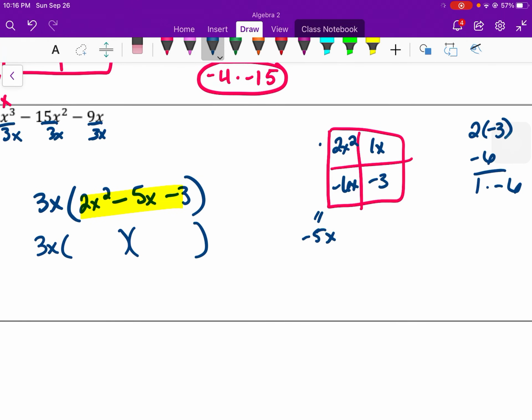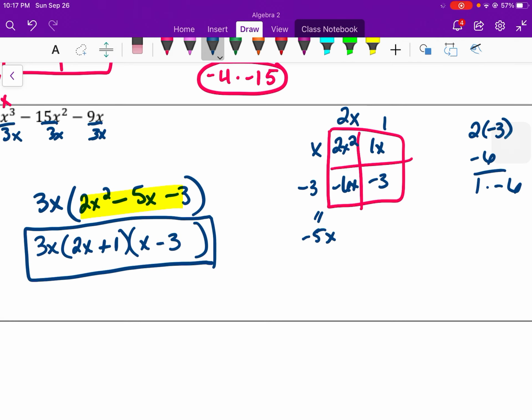So figuring out the outside, 2x squared and x just have an x in common. 2x squared and 6x have a 2x in common. So 2x times x is 2x squared. Then x times 1 is 1x. 2x times negative 3 is negative 6x. Negative 3 times 1 is negative 3. So we get 2x plus 1 and x minus 3.